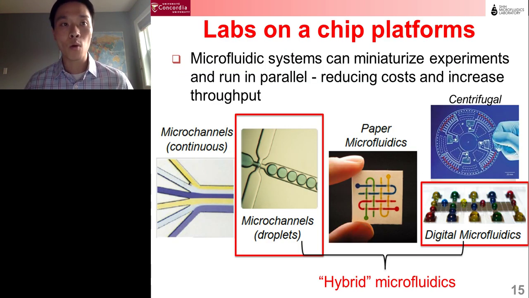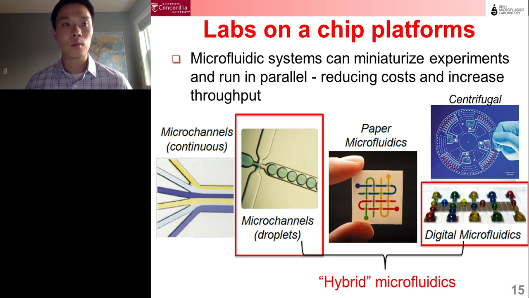So what we propose in my lab, or what I'm going to show you, is that microfluidic systems can miniaturize these experiments. You can multiplex them in parallel, reducing the cost and increasing the throughput. But the main advantage is that we're able to integrate and fully automate these gene editing steps into one platform. I don't have a lot of time to discuss all the different types, so I'll focus mainly on the droplet-based technologies, the droplet and channel technologies, the digital microfluidic technologies, and I'll also combine both technologies, which we refer to here as hybrid microfluidics.